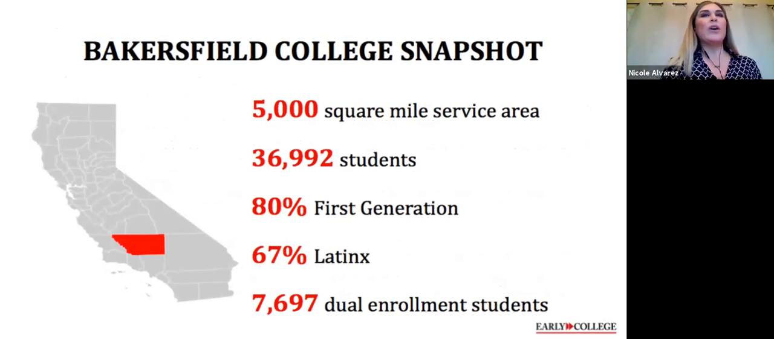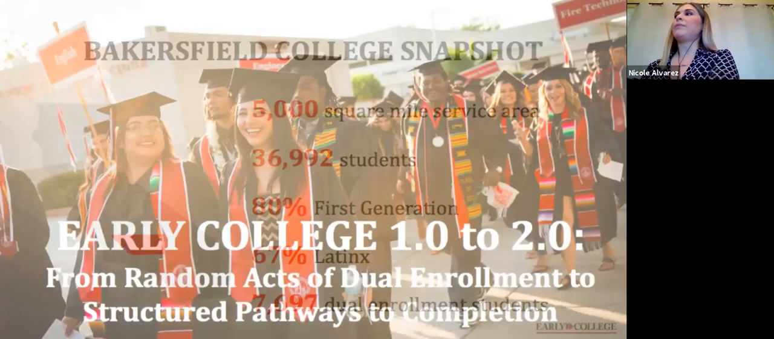All right. So Bakersfield College, this is a snapshot of the area and students that we service. We service a 5,000 square mile area. We have just under 37,000 students, 80% of which are first generation college students and 67% are Latinx. We also have almost 7,700 dual enrollment students that we service in our early college program. So we can go on to the next slide.